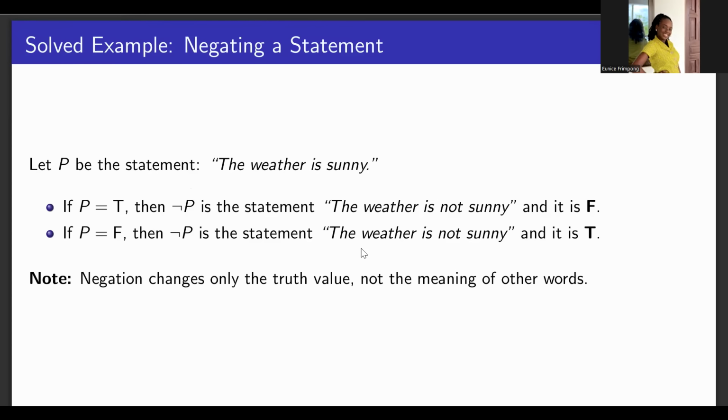So in the form of a statement, look at this. If P is a statement, for example, the weather is sunny, then negating the statement, we say the weather is not sunny. But if P is false, then the original statement, the weather is sunny, is false. So once P is false, we are saying that the weather is not sunny. So negation of P then will be what?